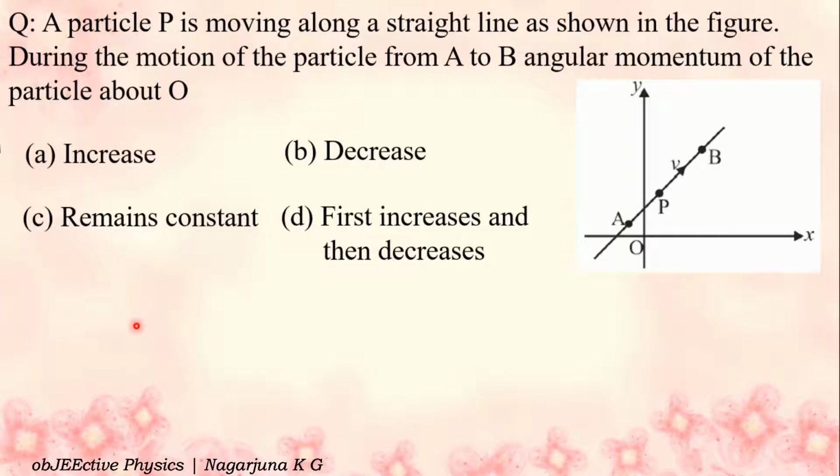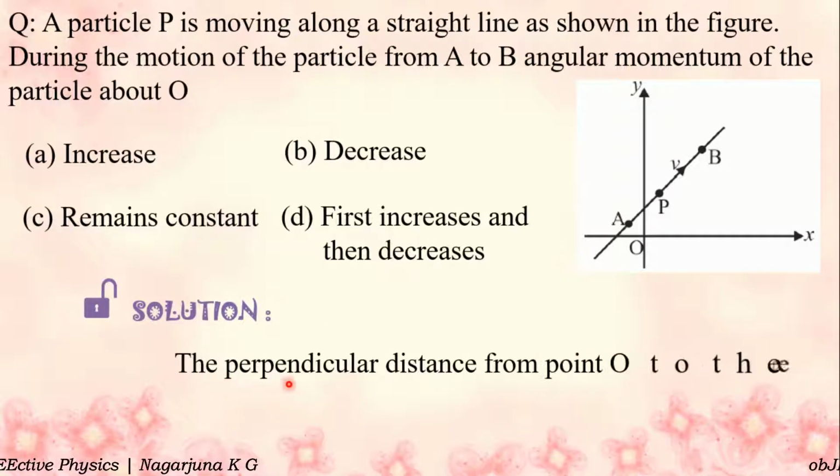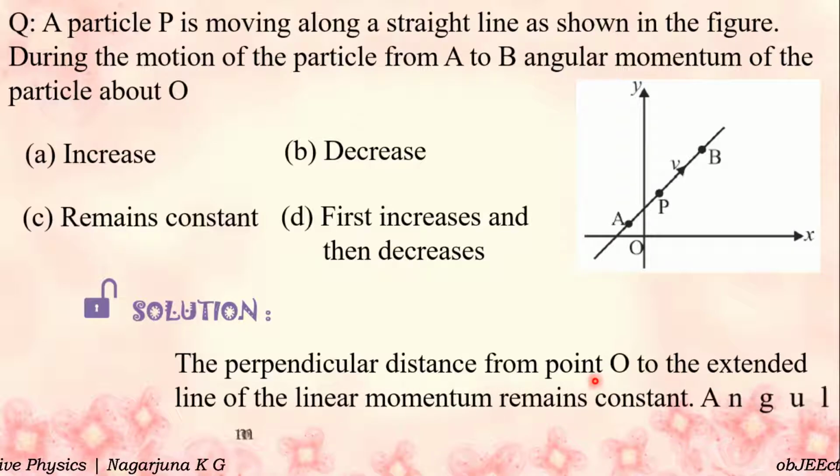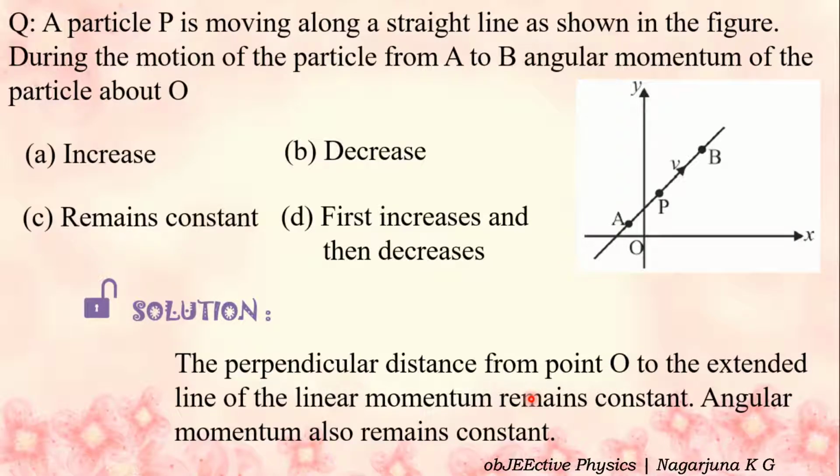Solution. The perpendicular distance from point O to the extended line of the linear momentum remains constant. Angular momentum also remains constant because angular momentum is nothing but moment of linear momentum. If linear momentum remains constant and the distance from the point O is constant, angular momentum is also constant. So option C is the right option.